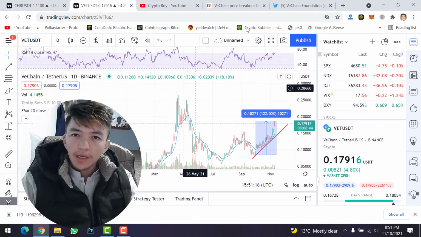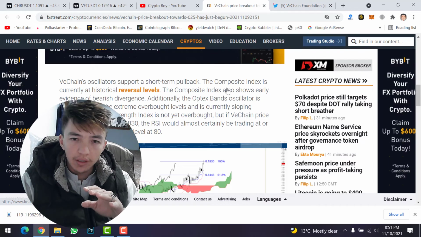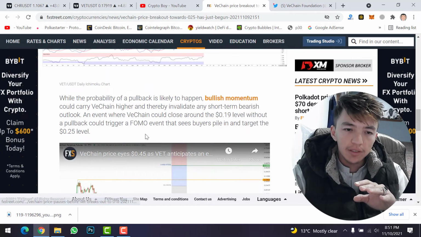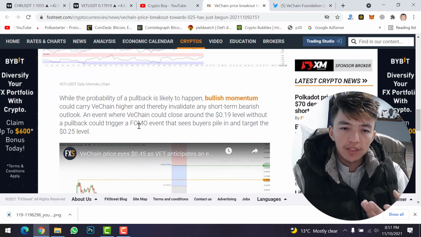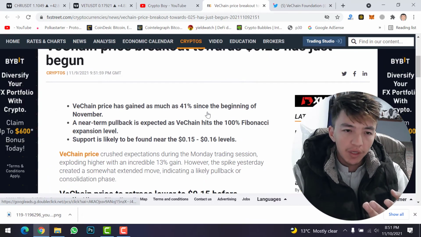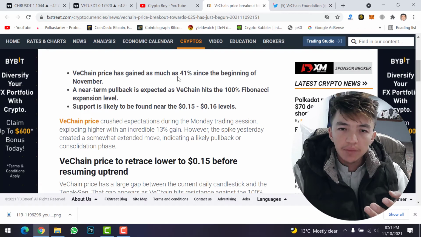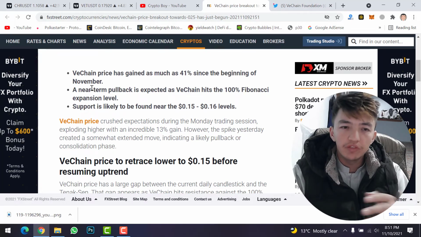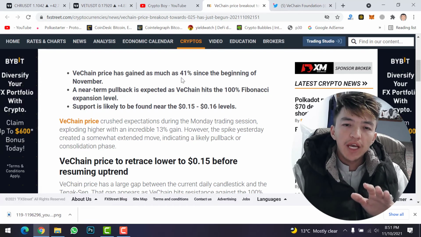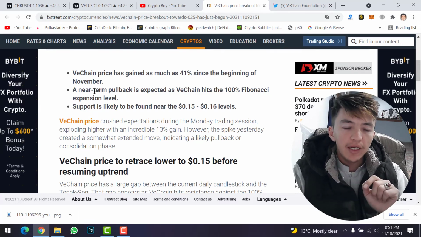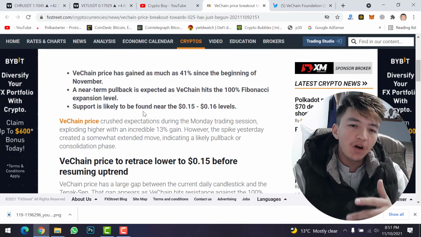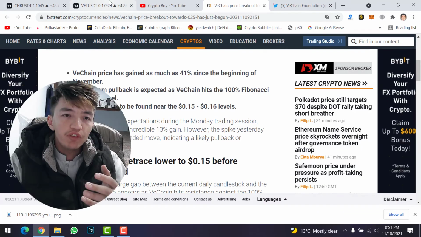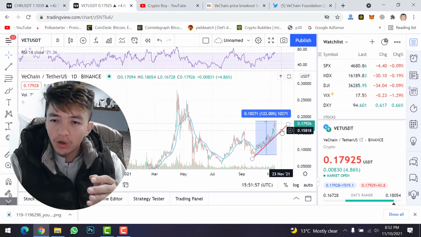Then if we go to this website, this article is saying that the Vechain price is 45 cents, and then at the 25 level you can see, if I come here, Vechain price has gained as much as 41% since the beginning of November. In 10 days we gained about 41% profit. A near-term pullback is expected as Vechain hits the 100% Fibonacci expansion level. Support is likely to be found near 15 cents, 16 cents. So 15 and 16 cents is the support level of Vechain.